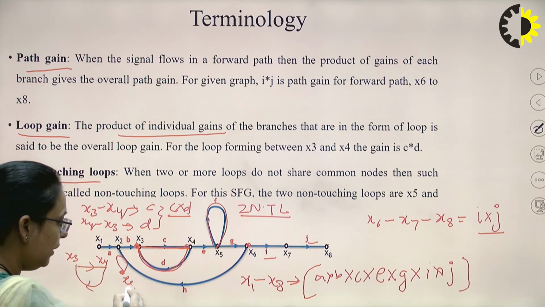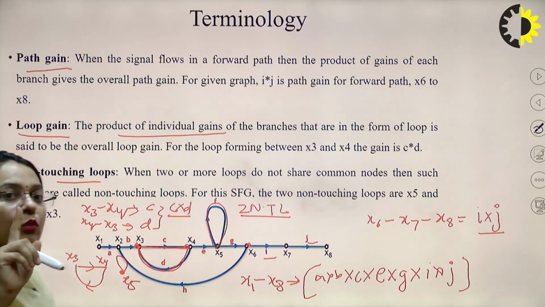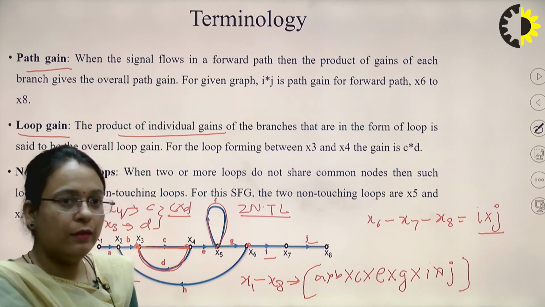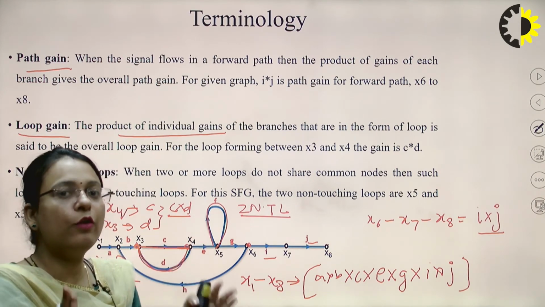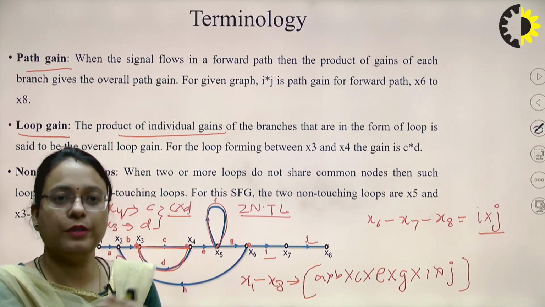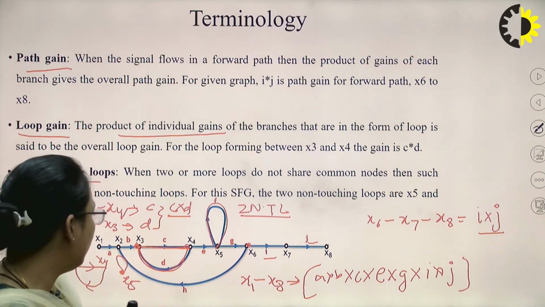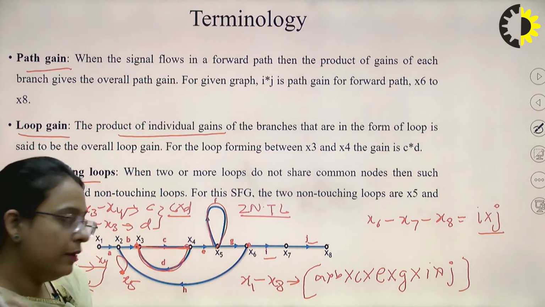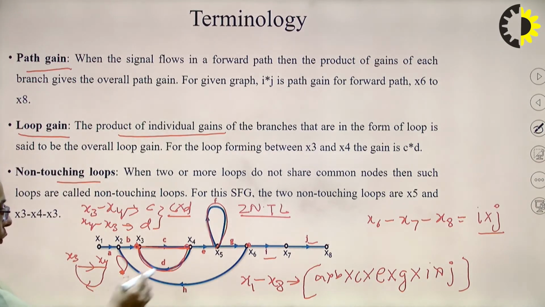So you can see in these two loops, there is no common node. Two non-touching loops means the two loops do not share a common node. Such loops are called two non-touching loops. If we talk about three non-touching loops, then the three loops do not share a common node, and they will be three non-touching loops. So in this case, we have these two non-touching loops: X3 to X4 and back to X3, and X5.